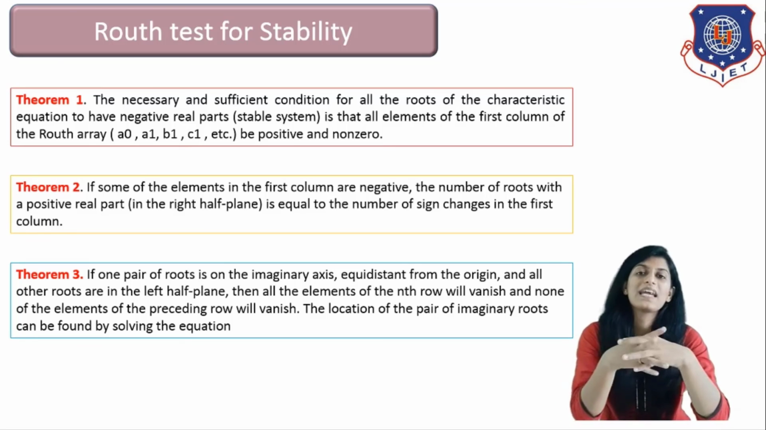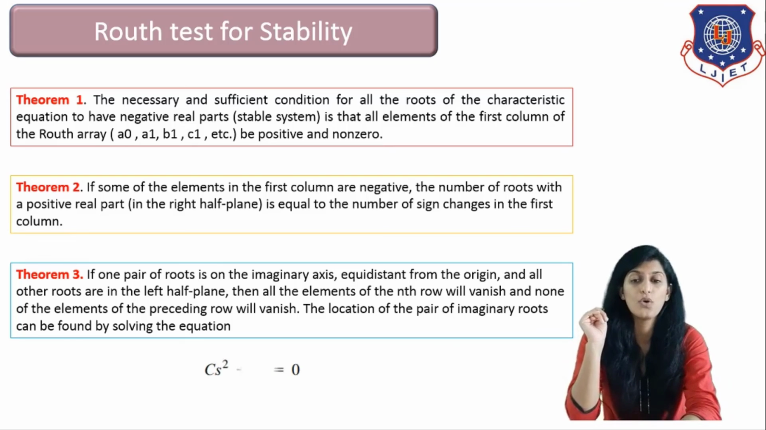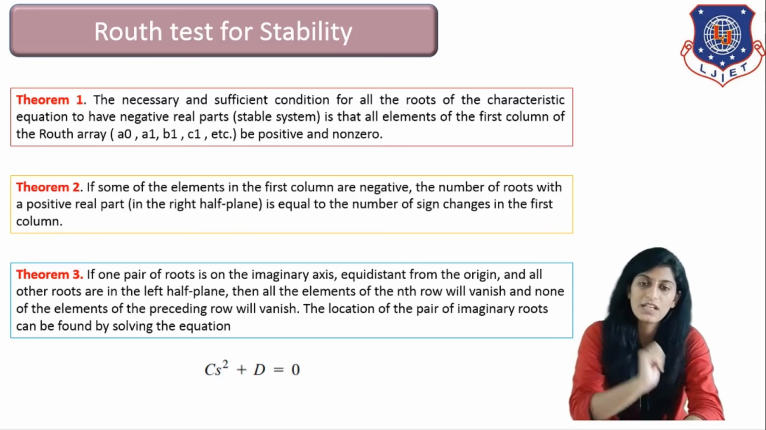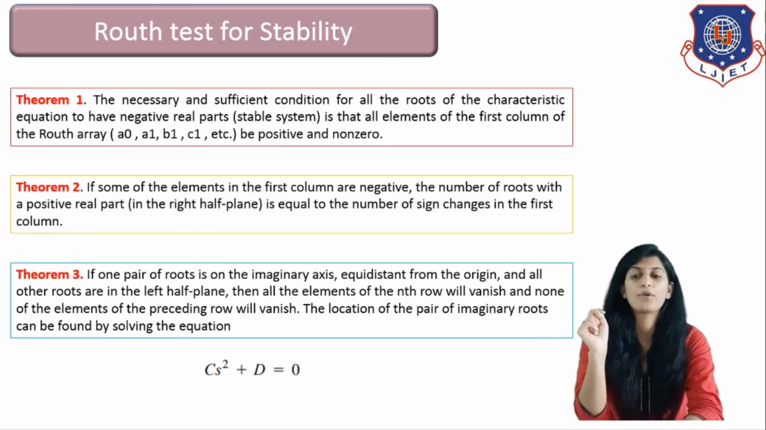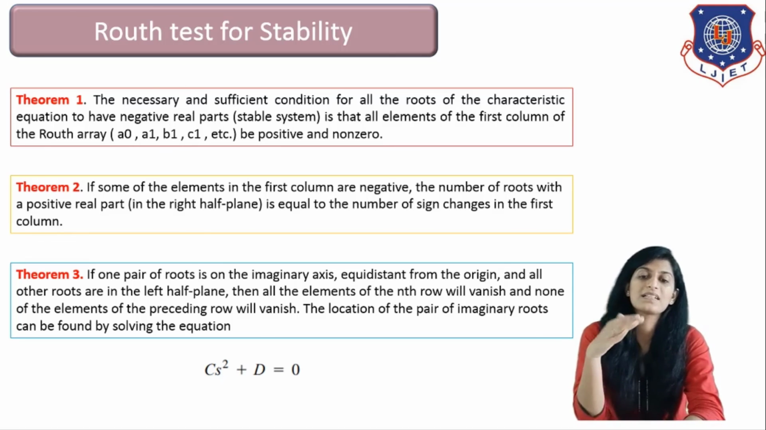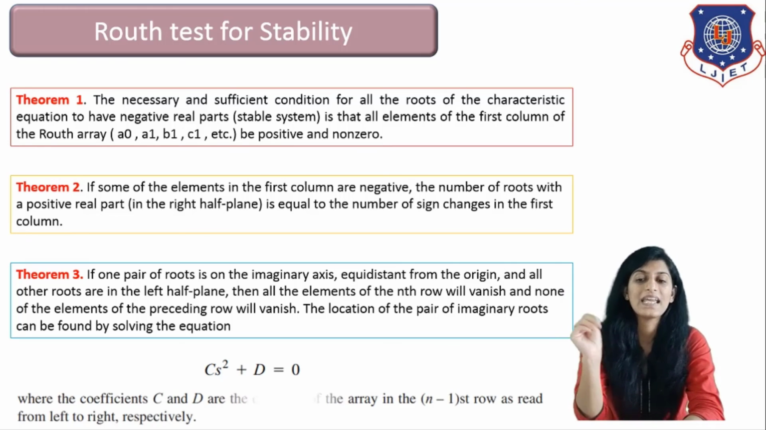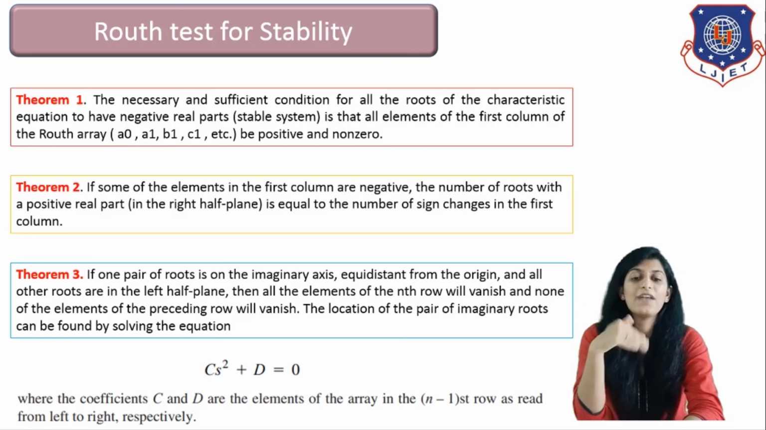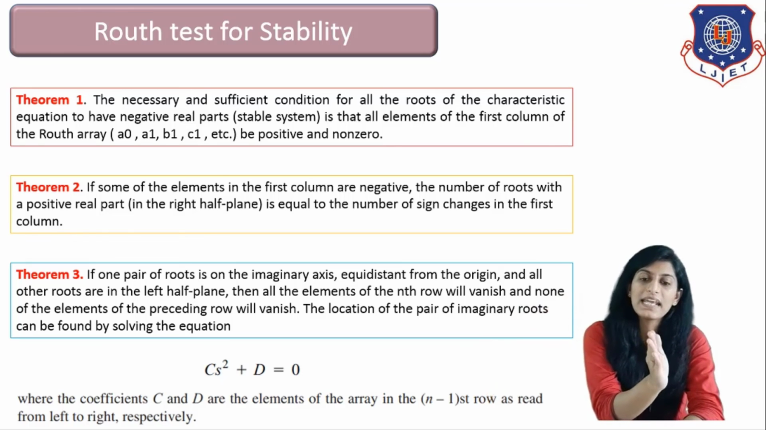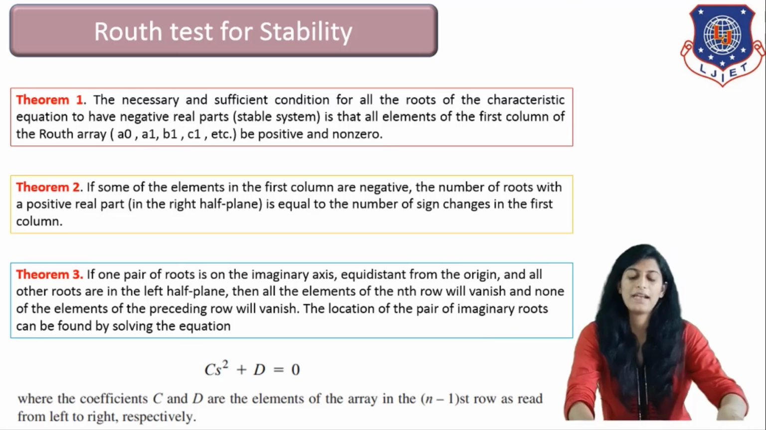For this particular case, we need to determine the imaginary roots using the formula Cs² + D = 0. Using this formula, Cs² + D = 0, we can determine the roots on the imaginary axis, where C and D are the coefficients of the elements present in the (n minus 1) row from left to right. The left element is C and the following element D is from the (n minus 1) row.